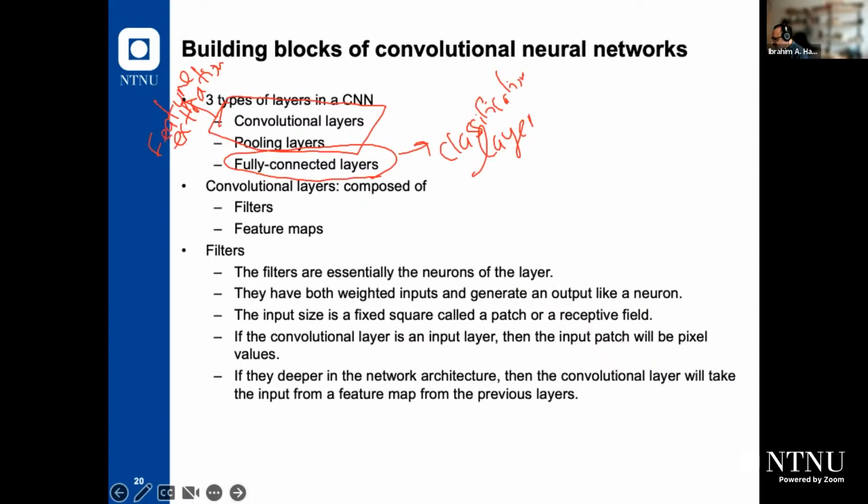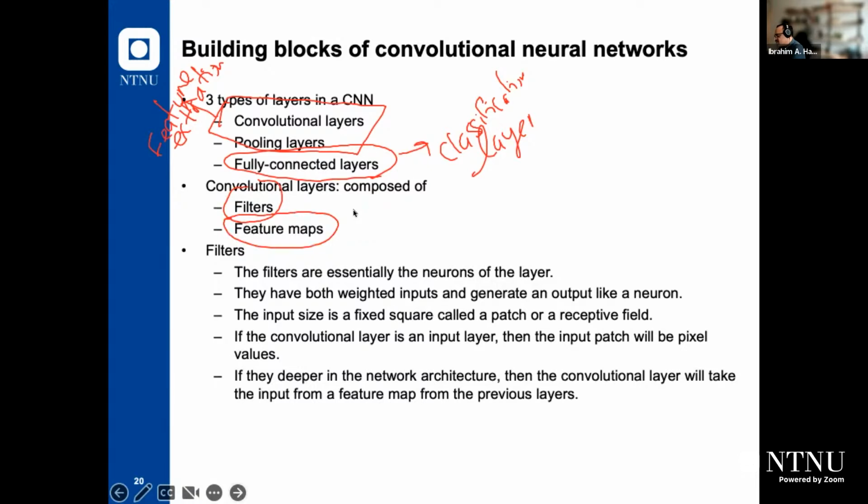The convolutional layers are composed of some filters and some feature maps. We apply those convolutional filters to our input images and try to extract some feature maps. Those filters are essentially the neurons of the layer. They consist of weights, right? So each filter will be represented by one neuron.